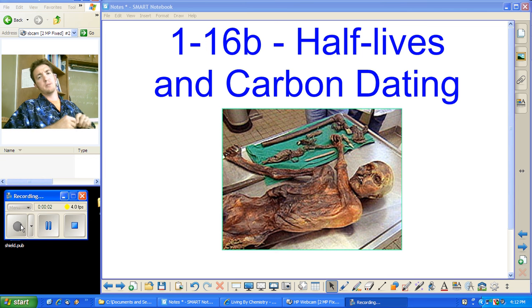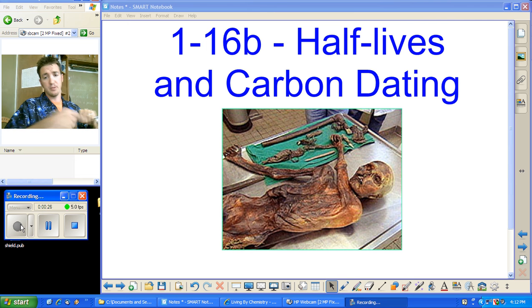Hey there, this is the review on half-lives and carbon dating. Basically, just a couple types of questions we'll go over for the carbon dating so that you can calculate either how old something is based on the amount left, or based on how old it is, how much is left. But it's the same question, you're working in both directions.